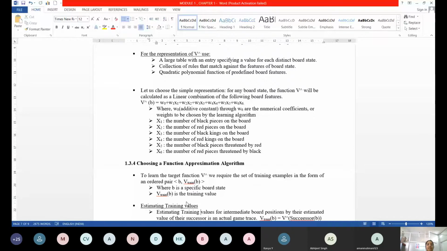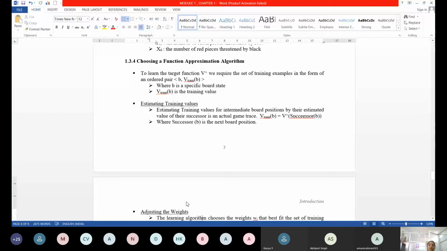How do you estimate the training values? Suppose I am in the base case, where my next move is going to decide whether I'm going to win, lose, or draw. That is easier for me. I know what the V of B value is. Either win is 100, lose is minus 100, draw is 0.